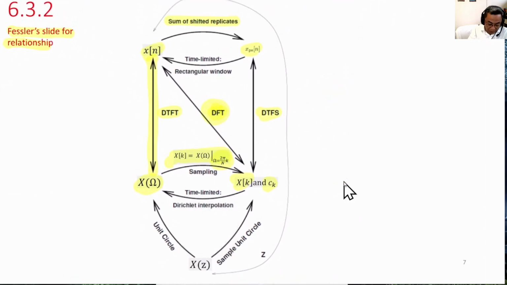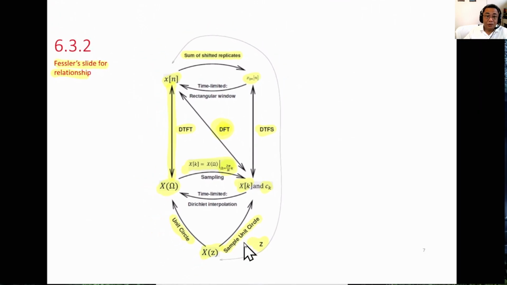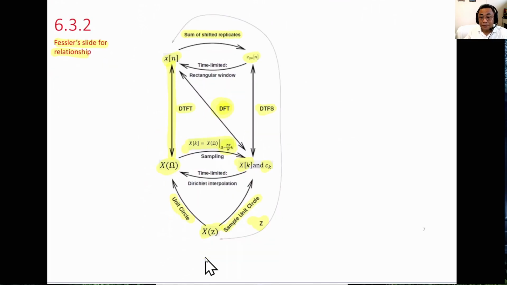Now finally, x[n] can also be z-transformed. So this is the big arc over here. By z-transform, we get X of z. And if we want to convert X of z to X of omega, it is only along the unit circle. And if we want to get from X of z to X[k] or c_k, we're sampling along that circle. So this is a very nice diagram showing the relationship of DTFT, DFT, DTFS, as well as the Z transform. Thank you.